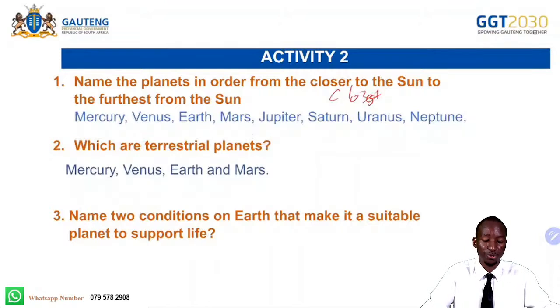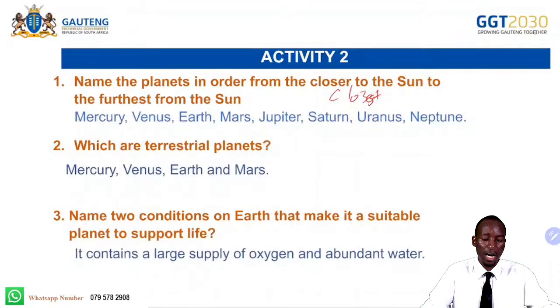Number three, we are supposed to state which conditions make our planet Earth the only planet that is suitable to support life. And these conditions are, it contains a large supply of oxygen, and we've got abundant water. These two conditions make our own planet the only planet that is suitable to support life. Just write corrections, and for those who did well, keep it up.